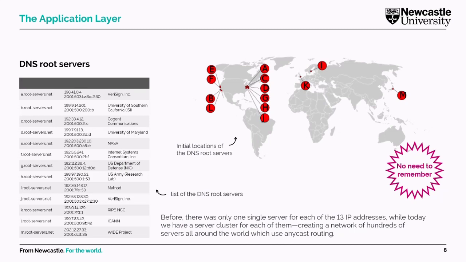I think this is just an example of different DNS root servers. It's not really for you to memorize, it's just for your benefit. As it started, we had a single server for each of the 13 IP addresses, while today we have a server cluster for each of them. The reason why is that we need redundancy in case one of the machines breaks down or is the subject of attacks. Then you need the machines to be able to step up and fill that role.